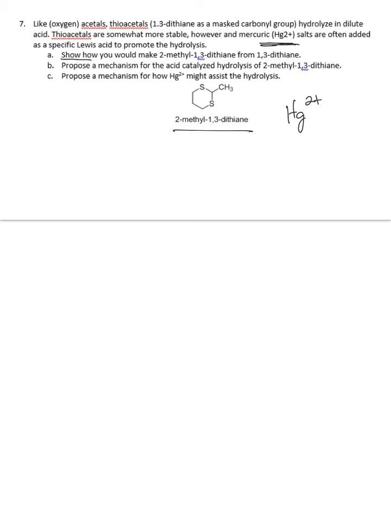Okay, so the first one, show how you would make 2-methyl-1,3-dithiane from 1,3-dithiane. So 1,3-dithiane is this structure here. Okay, so that's 1,3-dithiane.